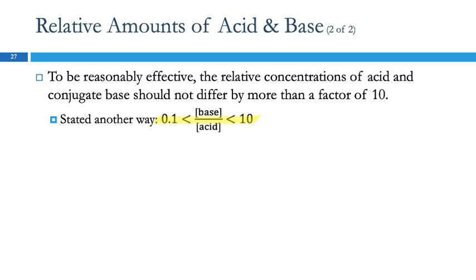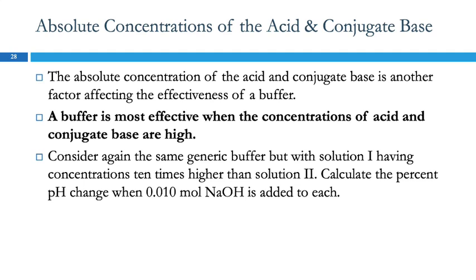Why not just always have them equal? Well, sometimes we want the buffer to be at a different pH than the pKa of the buffer. And so in order to get that, we have to tweak the amounts a little bit. So the ratio of relative amounts is important, and the absolute concentration of the acid and conjugate base is another factor. The buffer is most effective when those concentrations are high.